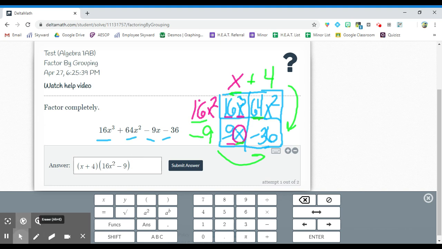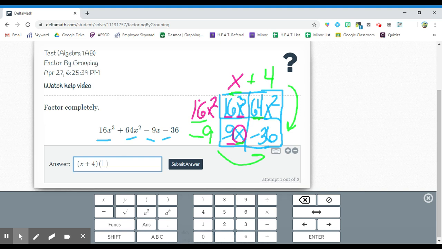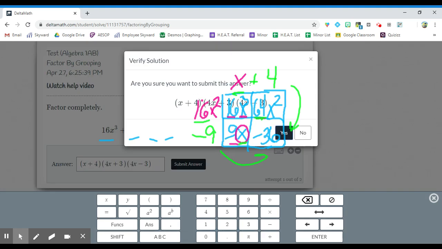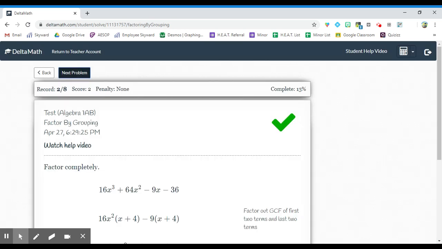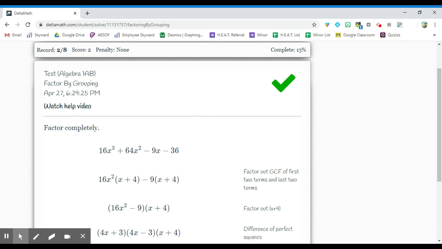I can rewrite 16x squared minus 9. I'm going to write what the square roots of each of those are. So the square root of 16 is 4, and I'll keep the x. And the square root of 9 is 3. So I'm going to do a plus 3. And then I would do the opposite, the negative version of that, which would be 4x minus 3. That's because 16x squared minus 9 is a perfect square difference. So I need to make sure that I'm careful and calculate that. I'm going to hit yes, even though you can't really see. And there we go. So you want to be careful that you're calculating the difference of perfect squares in there.